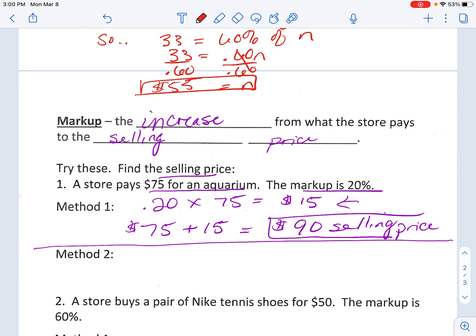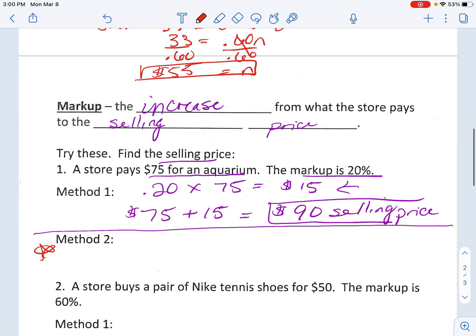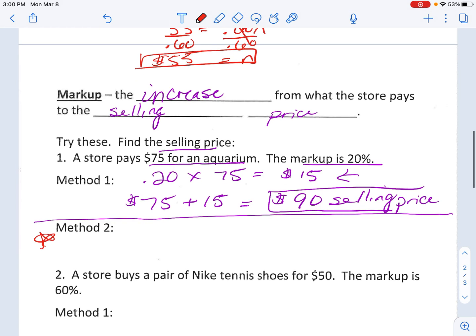Okay, here's the one that's a little bit tricky. 20% is how much they marked it up. Original, guys, is 100%, right? You have to pay 100% of it, and they're increasing it 20%. That's 120% is what we're actually paying. The aquarium, $75. They're marking it up 20%. So we have to pay the cost plus an additional 20%. So we have to pay 120%.